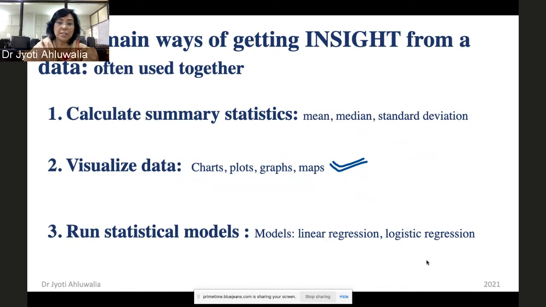The second method is to visualize data. We take these summary statistics and other measures and we visualize our data using charts and plots and graphs and maps. And the third method is that we run statistical models like linear regression, like logistic regression, decision tree, etc. A host of models that are available with us now. And we do all these three things to understand what is going on in the data. What is the relationship between variables? What is a particular variable telling us? How is it distributed? So today, we are going to look at the second point here, visualize data. How visualization of data can help us get insight to our data.